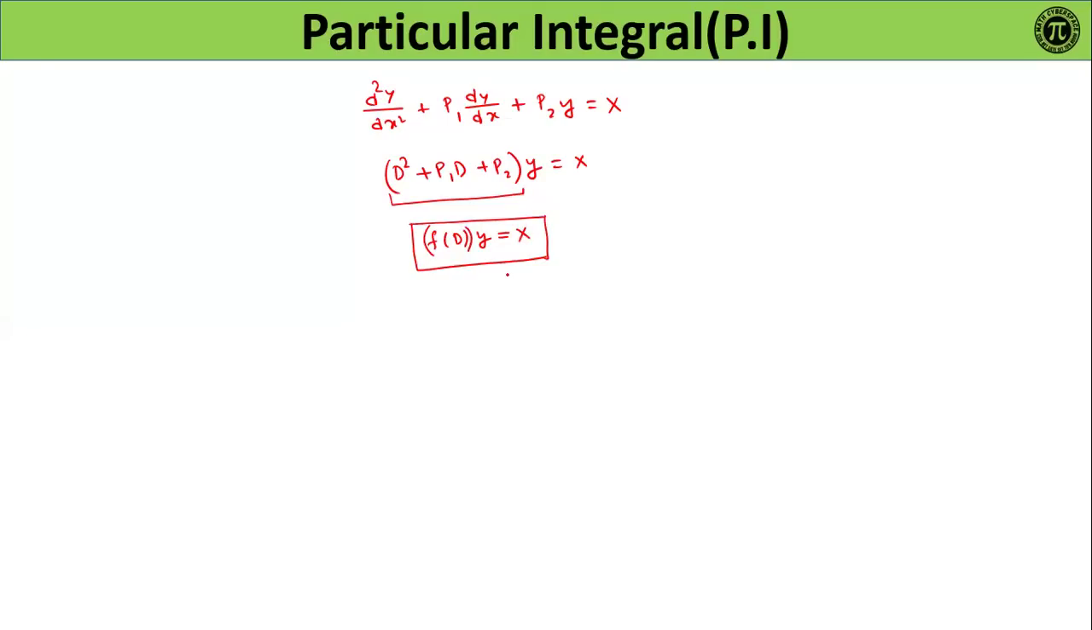We have already learned how to find the complementary function, and today's topic is how to find the particular integral. Depending on the nature of capital X, which may be an exponential function, a polynomial, or any trigonometric function, there are a total of 7 types of particular integral. So let's discuss them one by one. First one is case 1.